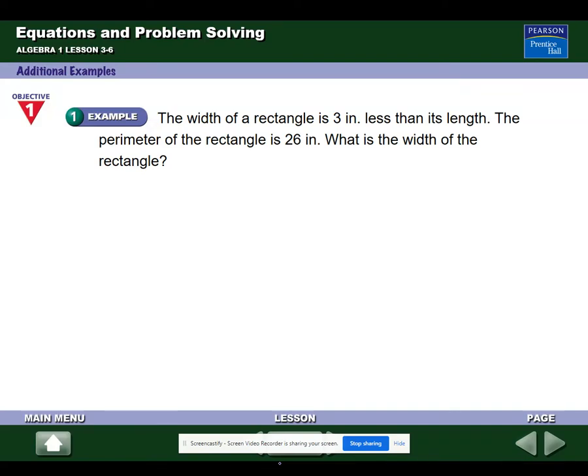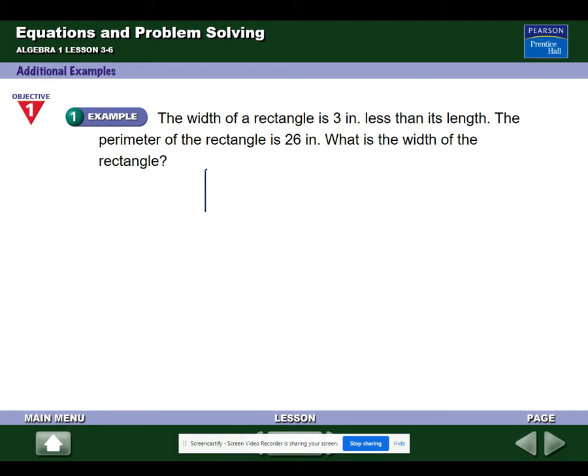Algebra 1, Section 3.6, Equations and Problem Solving. Just two examples and a little bit of an explanation between the two. His first example says the width of a rectangle is 3 less than its length. The perimeter of the rectangle is 26. What is the width of the rectangle?